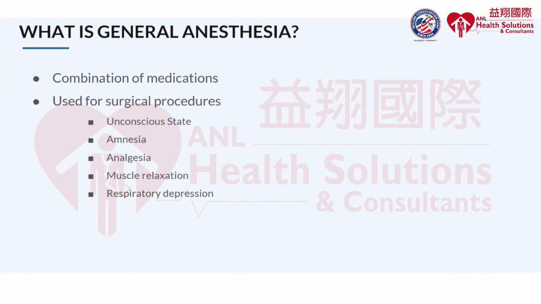So basically it's going to be a combination of medications that are given to the surgical patient so that they can tolerate a procedure. These medications together produce an unconscious state in the patient, also amnesia or not being able to remember, analgesia, which is no pain, muscle relaxation if they are given a muscle relaxant, and respiratory depression. So obviously with respiratory depression, the patient will need to be intubated and connected to a ventilator. So guys, check out our lesson specifically on intubation in the OR.